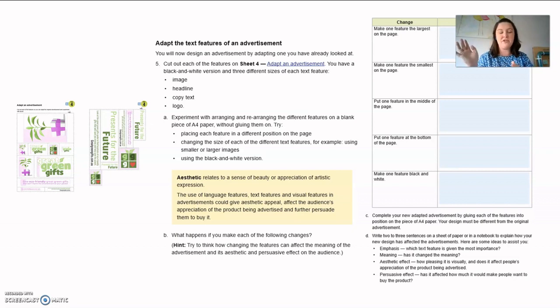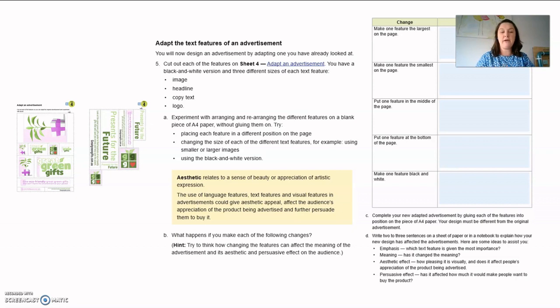Try placing the features in a different position, changing the size, using smaller or larger, because the sheet gives you different sizes of each of the features. So you're going to rearrange and have a look at the aesthetics. Have a look at whether placing it in a different position makes it more appealing to the eye. Think of your salience. What do you want to be the most important part of your advertisement?